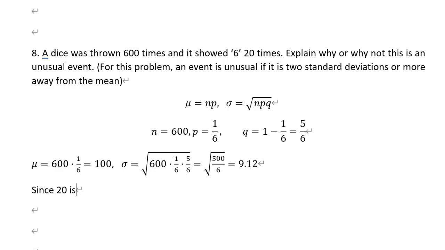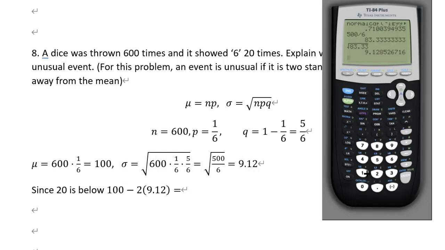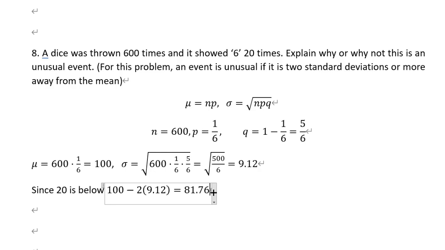Since 620 is above 100 plus twice the standard deviation, let's see, 100 minus 2 times 9.12 would be 81.76. This would be unusual. And that's it. That's all the questions. Thank you for listening.